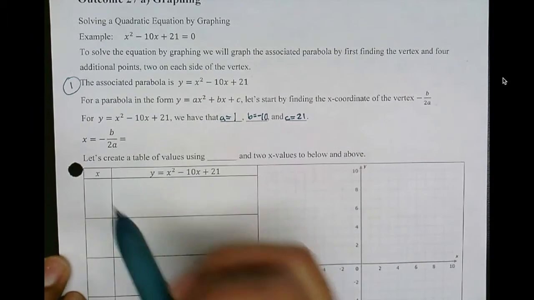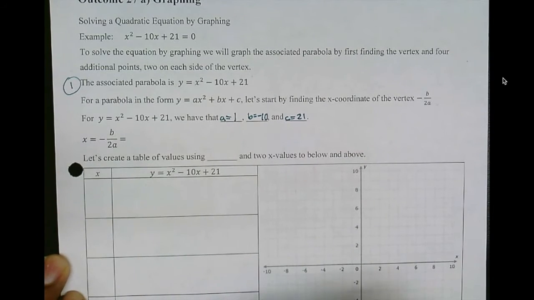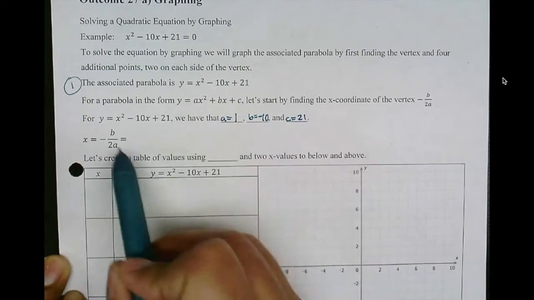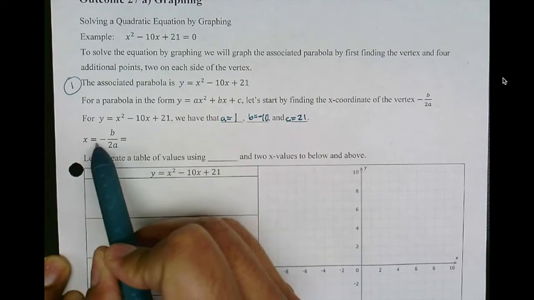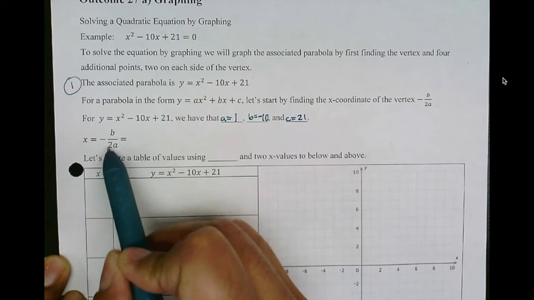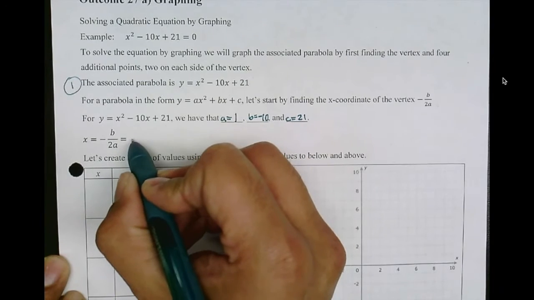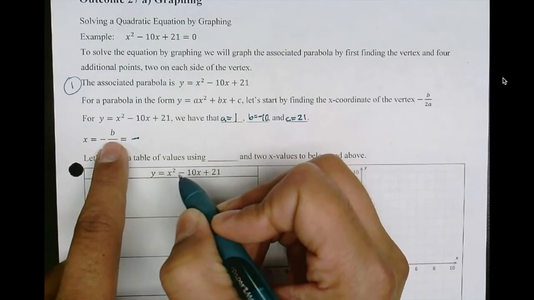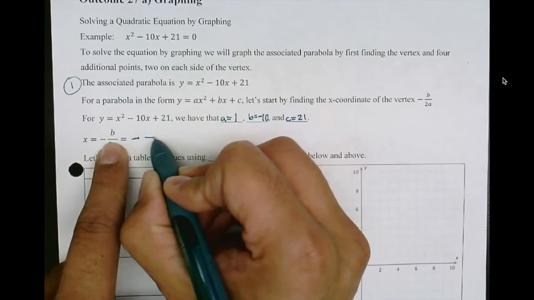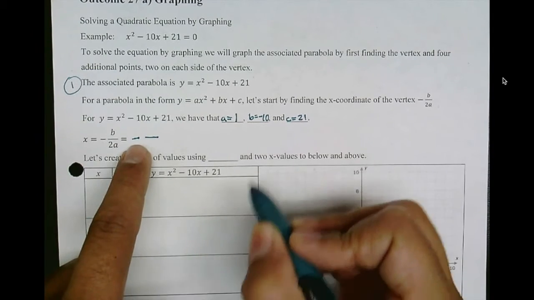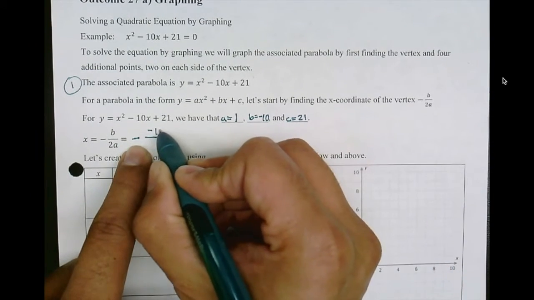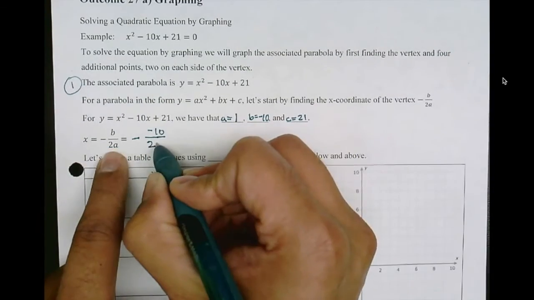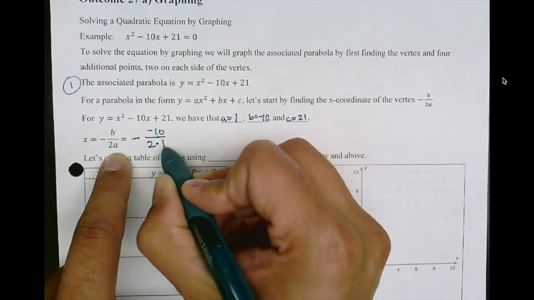Now, to figure out the vertex value, which is necessary to then begin to find the points we will be graphing, we need to first plug in a and b into the formula x equals negative b divided by 2a. So x equals negative, that's the very first thing. Make sure you bring over the negative sign. The b value in this case is a negative 10. So even though we brought this negative over, we need to write this negative 10 on top. In the denominator, we have 2 times, what is the value of a? The value of a is 1.